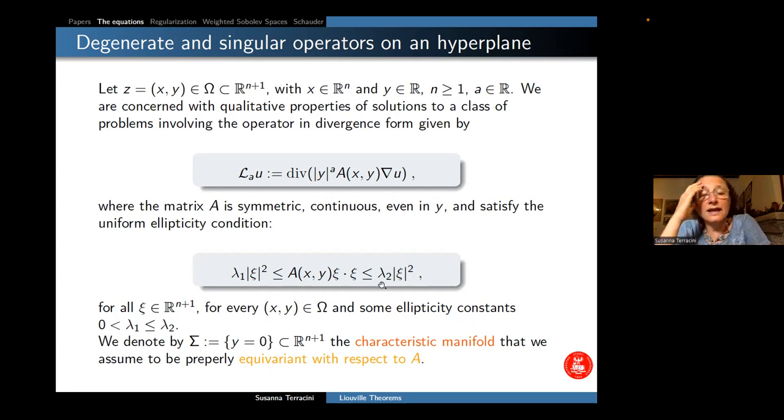And now the matrix A will be symmetric, continuous, even in y, and uniformly elliptic. Okay, and in a first paper we considered the case when sigma, the characteristic manifold, which is in fact the characteristic space, is invariant under A. And then afterwards we understood that this was in fact not necessary, so this compatibility condition was not necessary, and so we dropped this assumption.